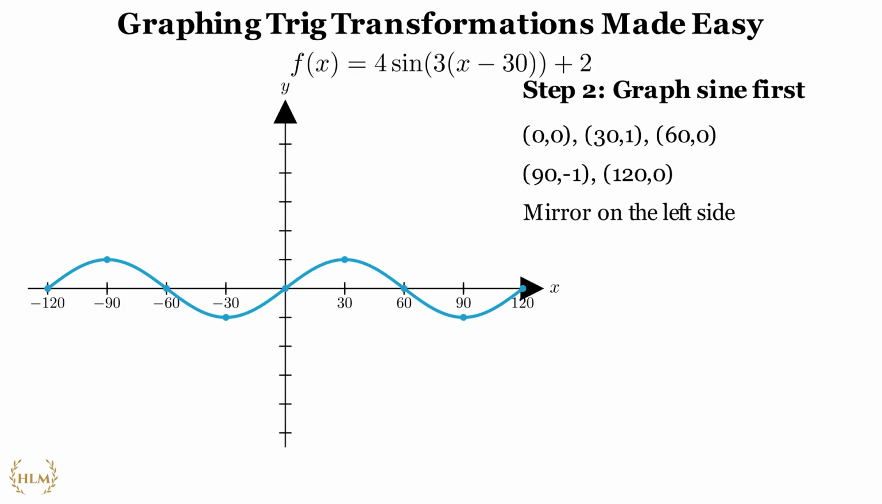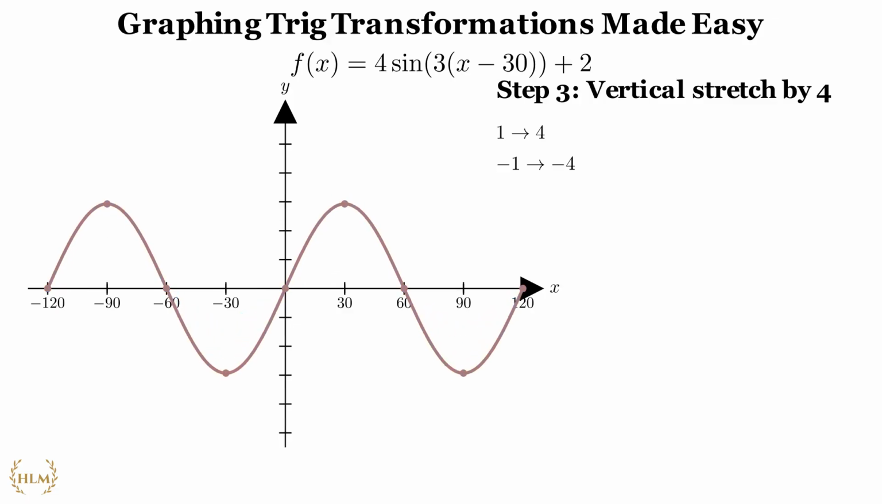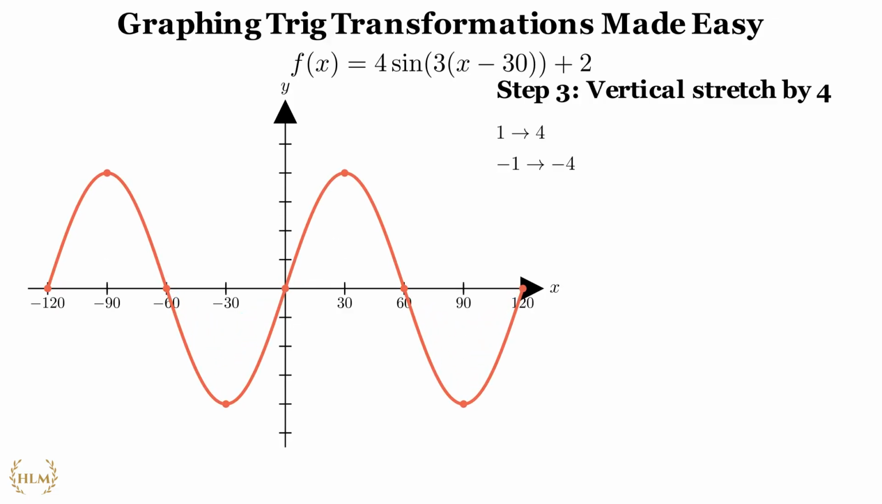And then I like to just graph sine with this new period. So start at (0, 0), go up to (30, 1), (60, 0), (90, -1), and (120, 0). And on the left side, go to (-30, -1), (-60, 0), (-90, 1), (-120, 0). There we have our graph with the horizontally compressed transformation.